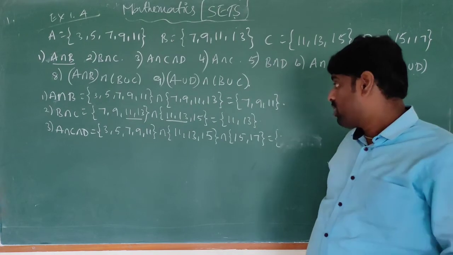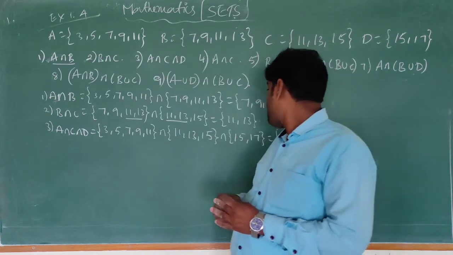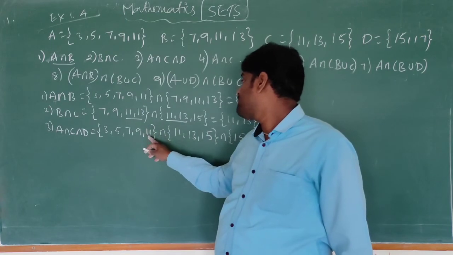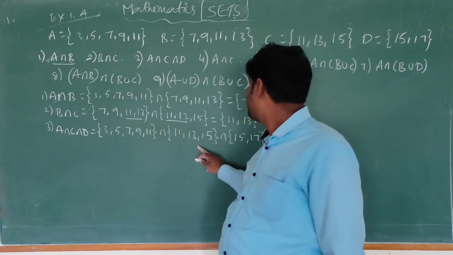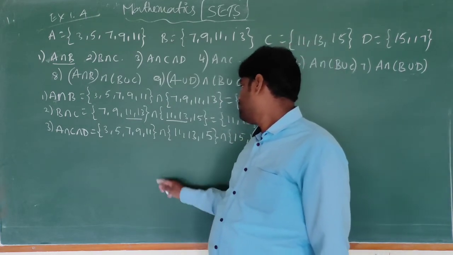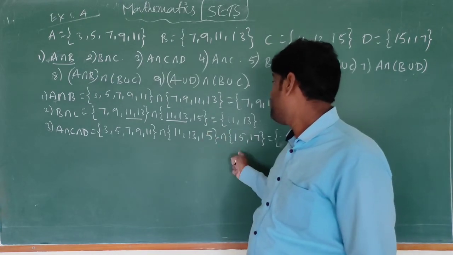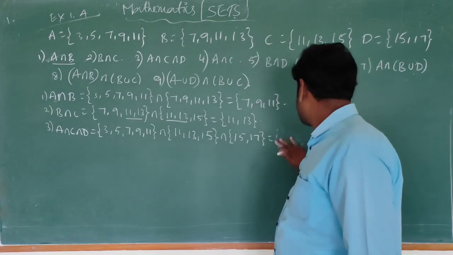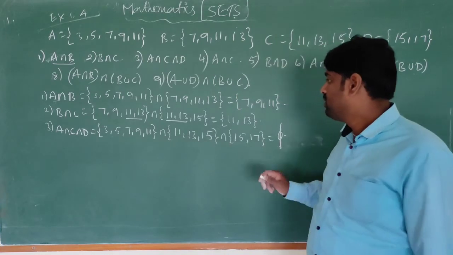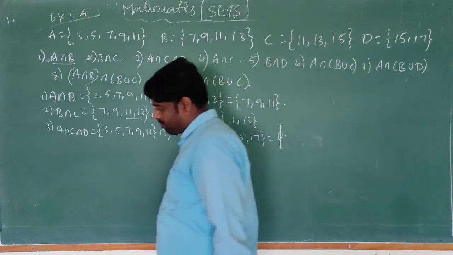Now I should pick the common elements of all 3 sets. What is the common element? 11 is present in A and C, but not in D. 13 is also not there, but 15 is a common element of C and D, but 15 does not belong to A. There is no common element of these 3 sets. That means it is equal to null.